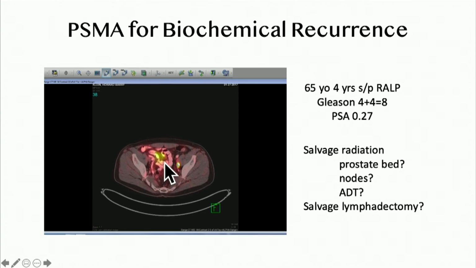So the question is, well, I probably am not going to radiate the prostate bed, but should I? The radiation oncologists still want to do that. Should we do salvage radiation to the node? Should we treat all the nodes or just that single node? Should we use ADT? That's a separate question. Or should we even consider salvage lymphadenectomy?